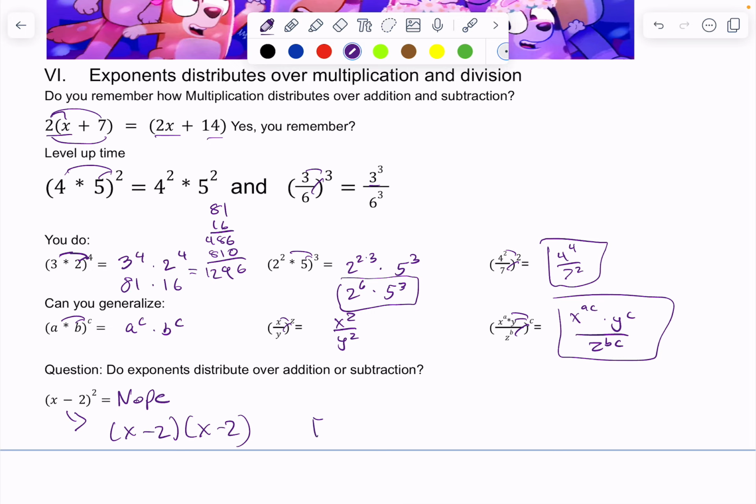Do you know how to solve this? It's FOIL. Does anyone remember FOIL? Don't worry about it until later.